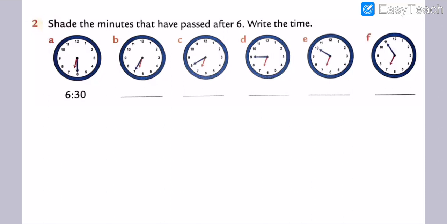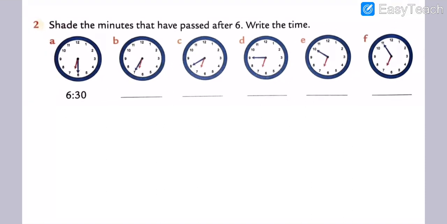Now we will start with the questions B, C, D, E and F. I am writing everything here. What is the time of clock B? The time of clock B is 6:35. Understood all? Got my points? 6:35. Then after that, the next clock.